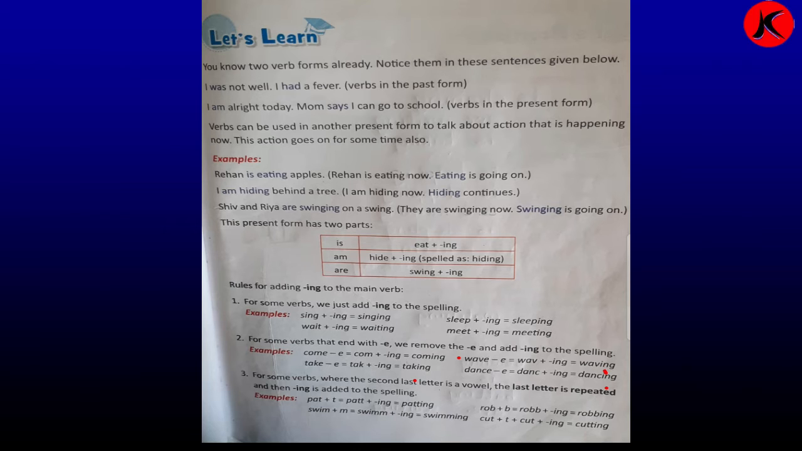Now here for some verbs where the second last letter is a vowel. Second last letter जो है वो vowel है. The last letter is repeated and then ING is added. और जो last letter repeat हो रहा है फिर उसके बाद ING add करते हैं. We'll see. Example, PAT. अभी आप यहाँ पे देख सकते हो T के बाद A है, वो जो vowel है.